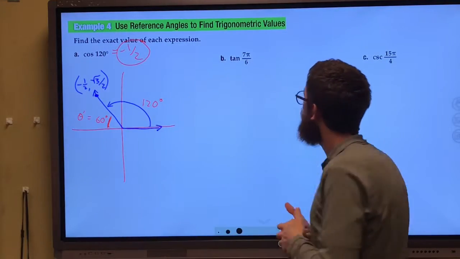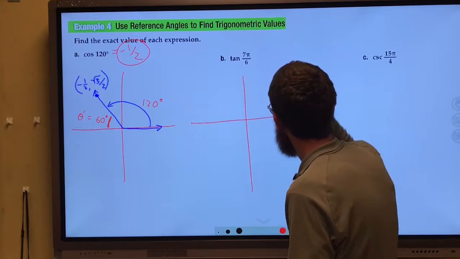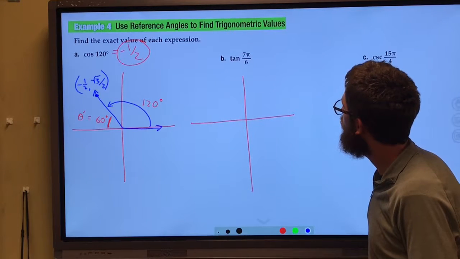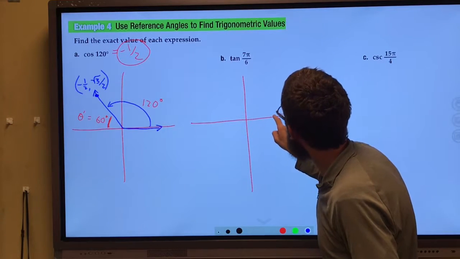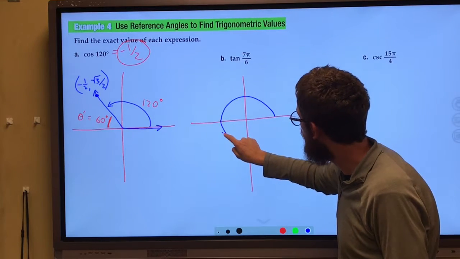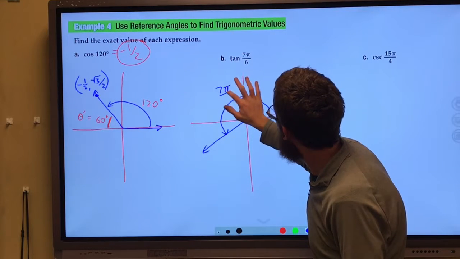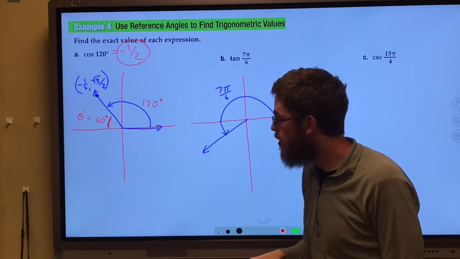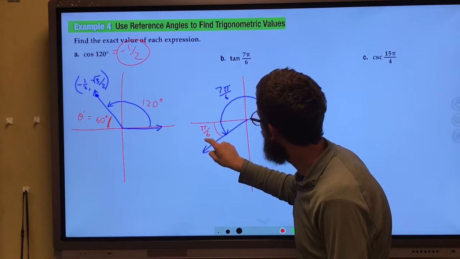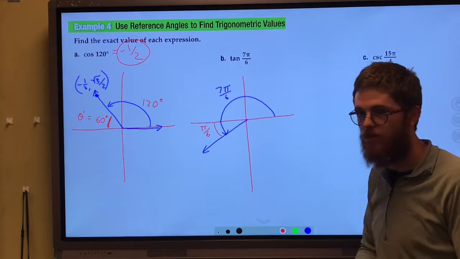Look at this, tangent of 7 pi over 6. Well, once again, it helps to see what's going on here. 7 pi over 6, well, that is a full pi. That's 6/6 of a pi and another 1/6. That right there, 7 pi over 6. Think about your reference angle there. That was exactly 1 pi over 6 that we went away from the x-axis, exactly 1 pi over 6.